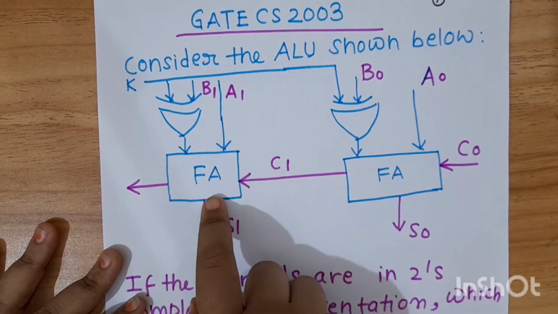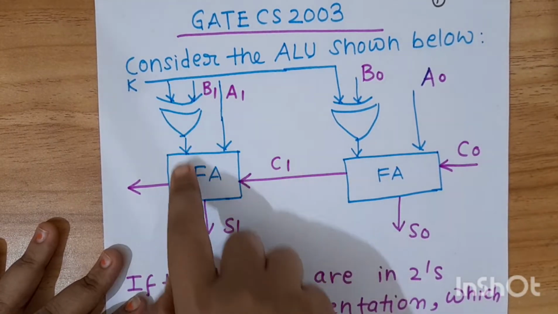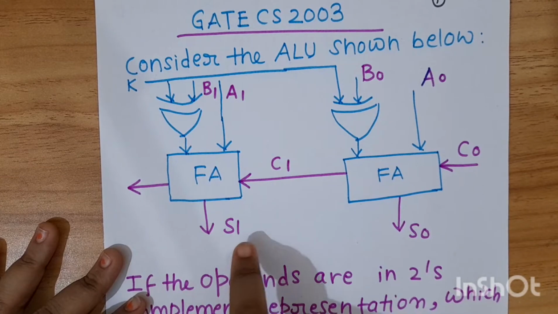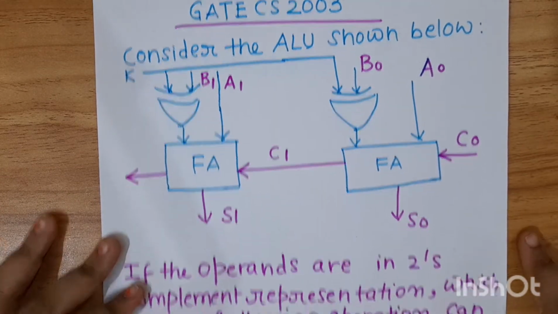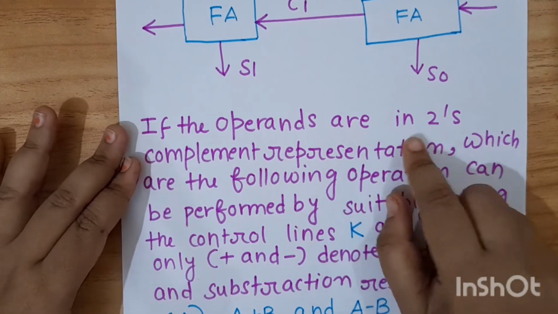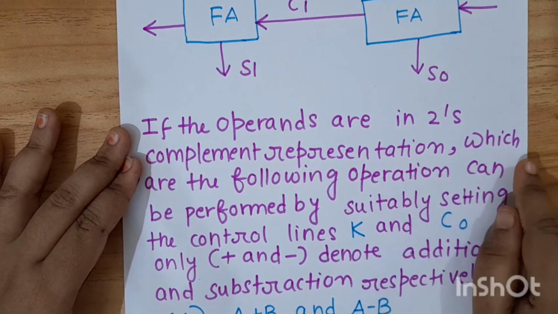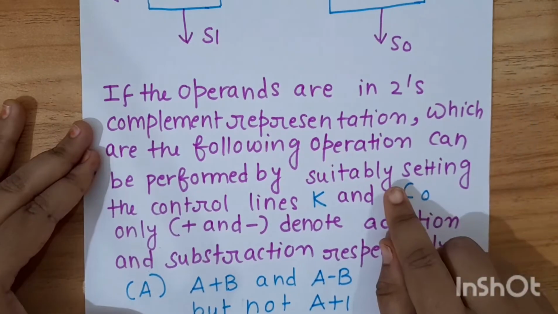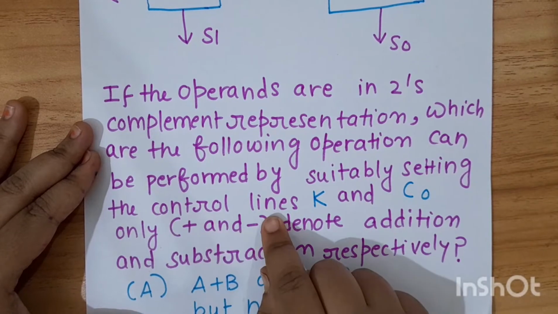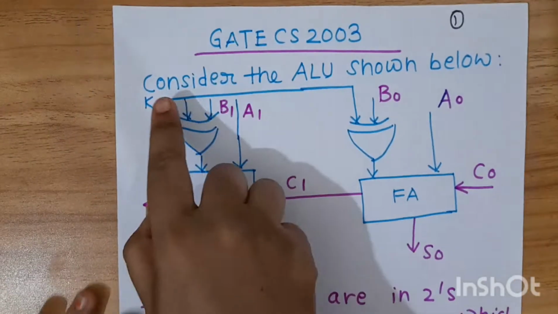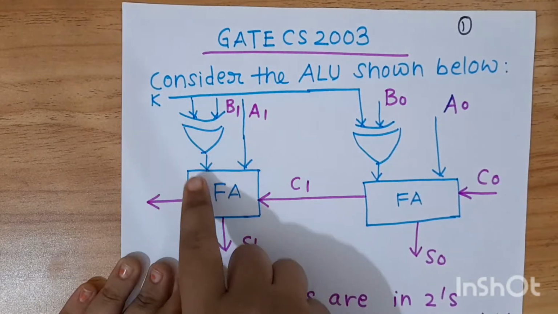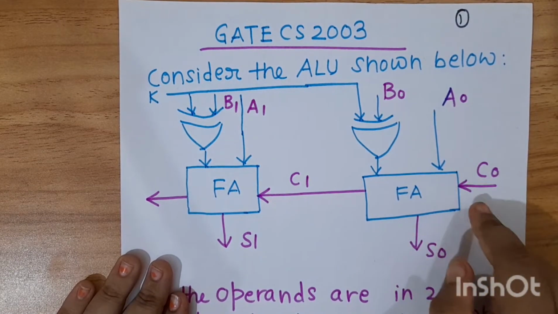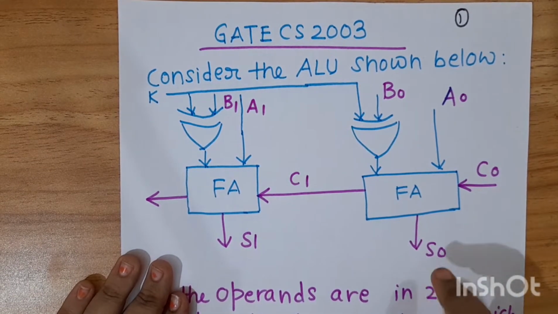C1 is input to another full adder. One input is A1. The other input to the full adder is B1 XOR K. Output of the full adder is S1 and carry. So, if the operands are in 2's complement representation, which of the following operations can be performed by suitably setting the control lines K and C0? Here is the K control line going to this particular XOR and to this particular XOR, and C0 is the carry input to the 0th bit of the full adder.